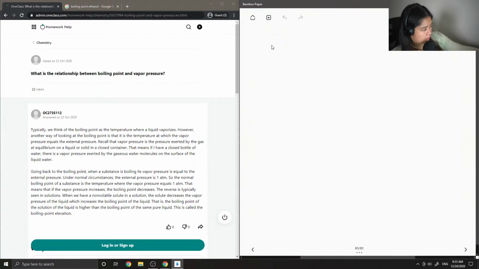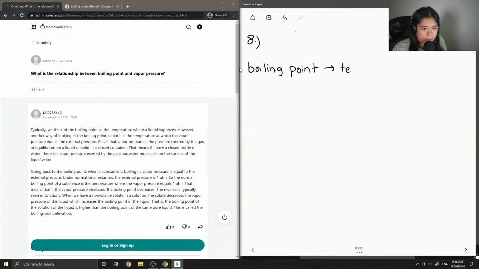Okay, so next we'll move on to question number 8, which just asks, what is the relationship between boiling point and vapor pressure? Okay, so to answer this, I think it's just easier to write down the definition of boiling point. So as we all know, this is the temperature where your liquid turns to vapor or gas.